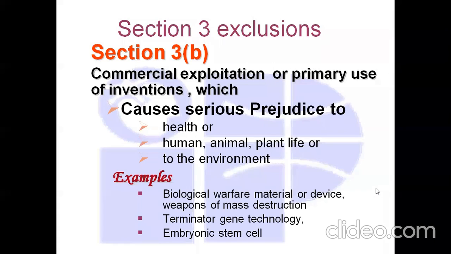Examples are biological warfare material or devices, weapons of mass destruction. These are excluded from this patent. The terminator gene technology and embryonic stem cells, these all are excluded from patent, right?